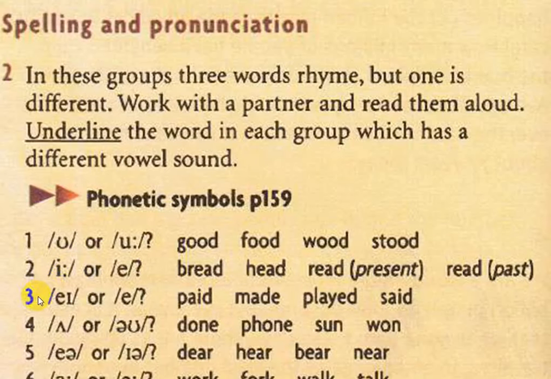Number three, we have A. It sounds as A. Paid, that is its sound. Made, also that is its sound. Played, that is its sound, and said, here is its sound, and the different word here is said. So food is the different word in number one, read in number two, and in number three, said is the different word, and so on.